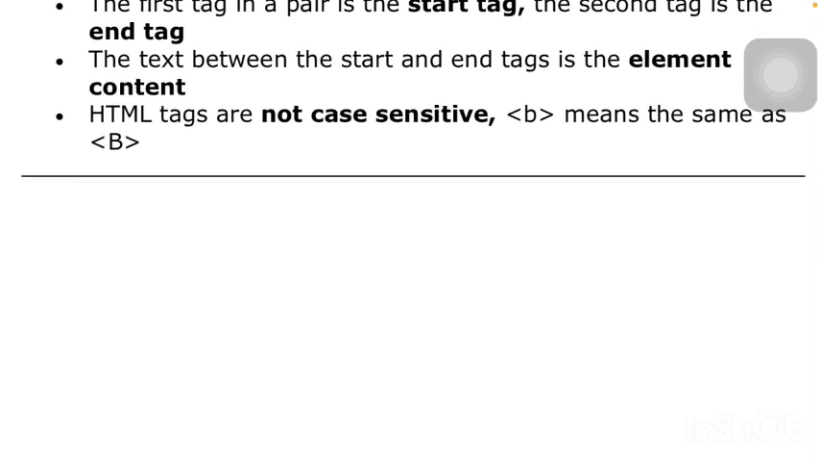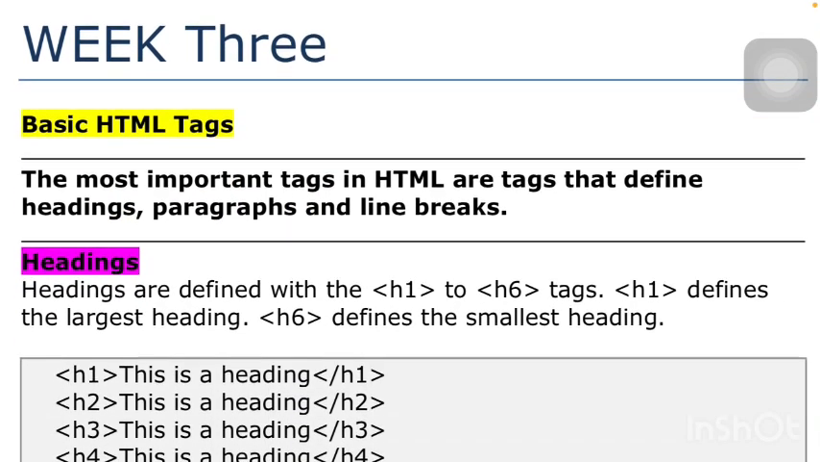Some tags don't have a closing tag, just like BR. You have an angle bracket, BR, and an angle bracket. That's all. BR means break, another line. Then B is for bold. Now, HTML tags are not case sensitive. You can use capital letters or small letters, but I advise you to use small letters.